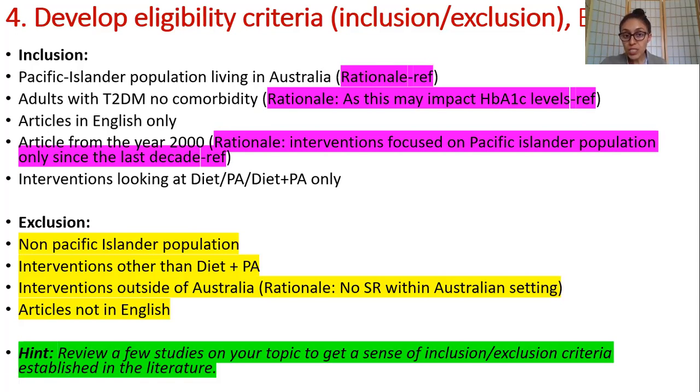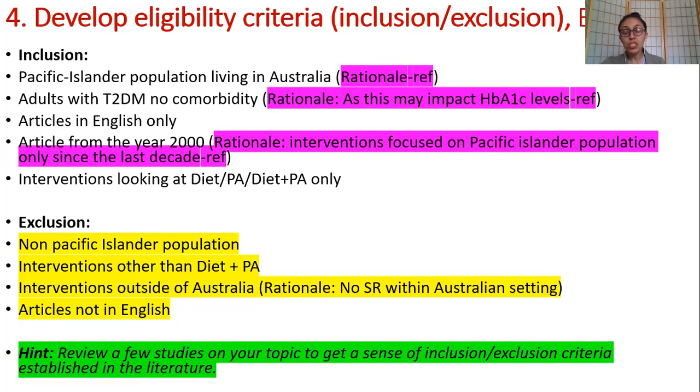So basically, what is the take-home message from here? As much as possible, where relevant and as appropriate, try to have a rationale for your inclusion and exclusion criteria. Then you have adults with type 2 diabetes, but no comorbidities, meaning no other disease condition. Why is this important? Because this may impact HbA1c levels. You know how I said I want to see the impact of interventions on glycemic control, or the blood sugar level control? Blood sugar level control is measured via something called HbA1c, all right? So that's why the rationale is that if there are many other disease conditions in the individual, the HbA1c level is impacted by other disease conditions as well.